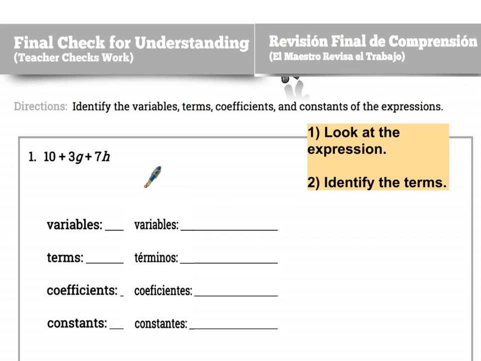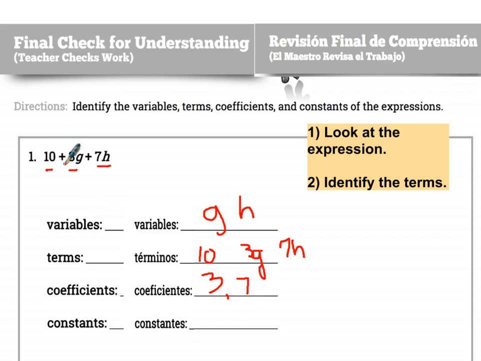And now, variables, G and H. And terms, well, there's 1, 2, 3. So I have 10, I have 3 times G, and I have 7 times H. Remember, terms are separated by operation signs. And coefficients, I have a 3 and a 7 as coefficients.